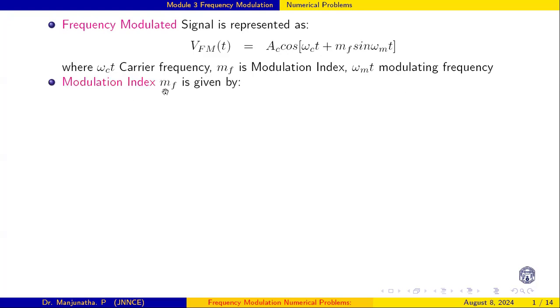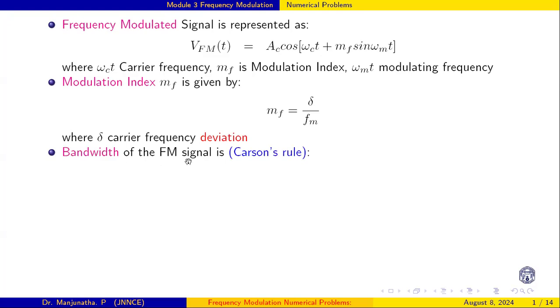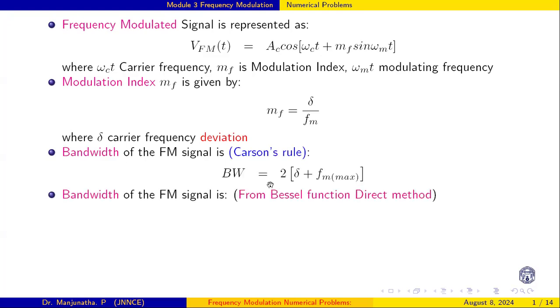And the modulation index mf is given by delta by fm, where delta is the carrier frequency deviation, that is the maximum deviation. The bandwidth of the FM signal using Carson rule is 2 into (delta plus fm max), where fm max is the maximum modulating frequency. And the bandwidth of the FM signal from a Bessel function table, or the direct method, is equal to 2 into fm into N.